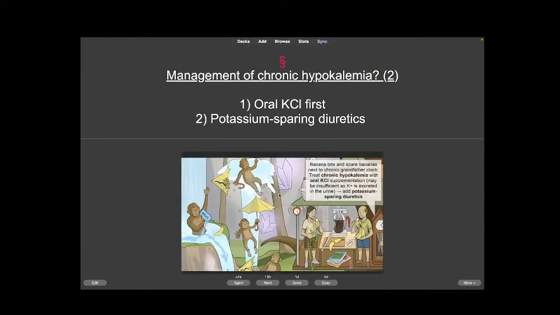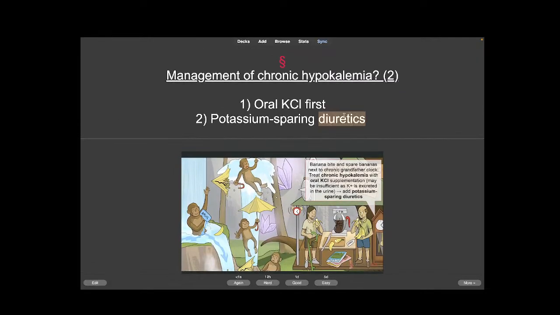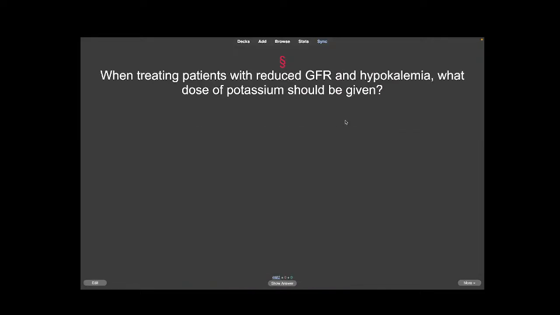And for chronic hypokalemia: oral KCl first, then potassium-sparing diuretics. Reduce GFR.